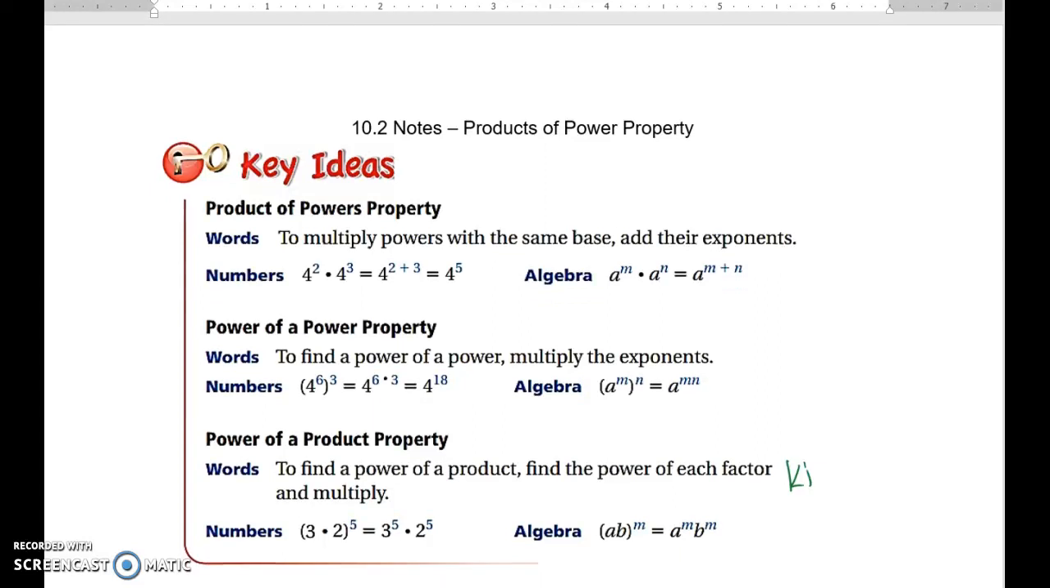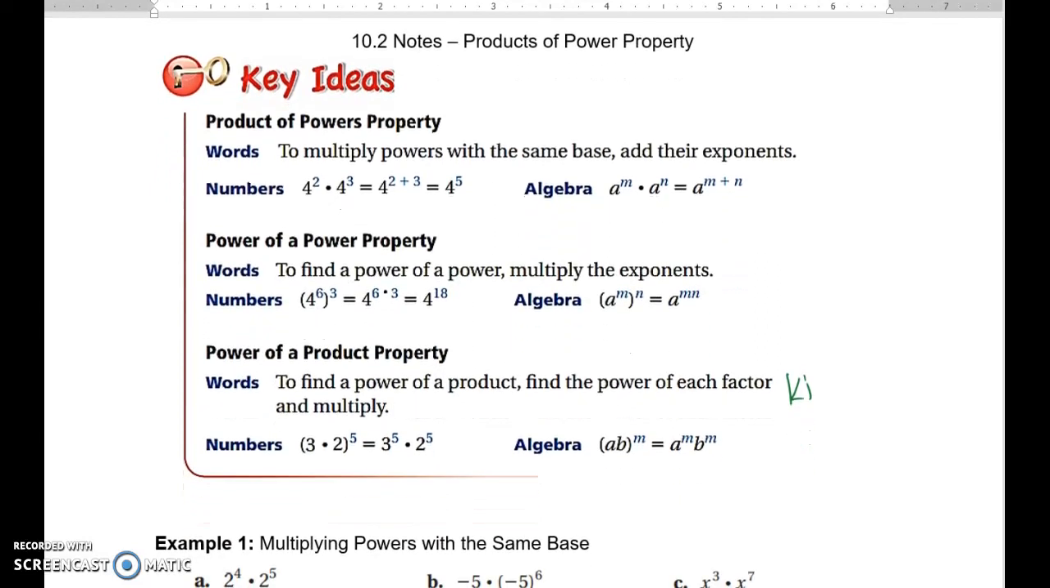Hello, today we are going to do section 10.2, which is on the product of powers property. There are actually several different properties here. When you are multiplying two powers with the same base, so this 4 would be the base, you just simply add the exponents. So 2 plus 3 is 4 to the 5th. And we can just leave it right there. We don't even have to evaluate that. So just leave it as it is.